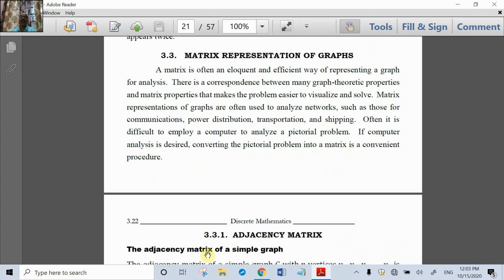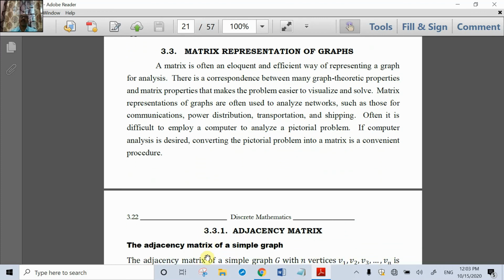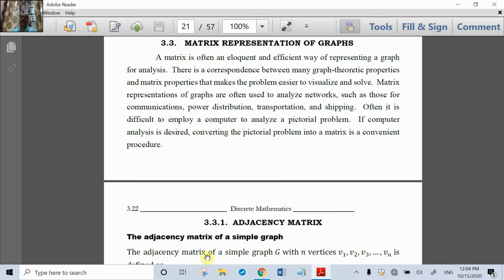Next one, matrix representation of a graph. A graph is represented by a matrix. If we convert it to a matrix, then we can study the relations among real life situations very easily. Matrices are very useful, in image processing and many other areas. Therefore, if we convert graphs into matrices, we can solve problems more easily.